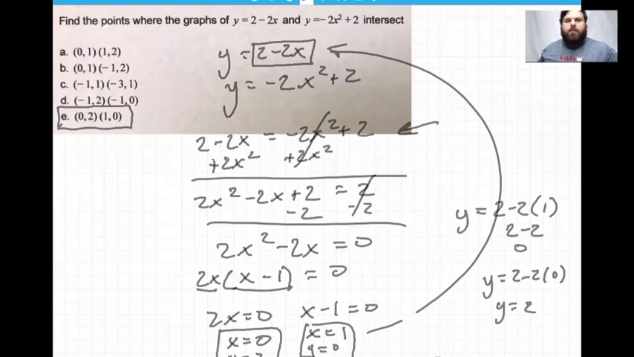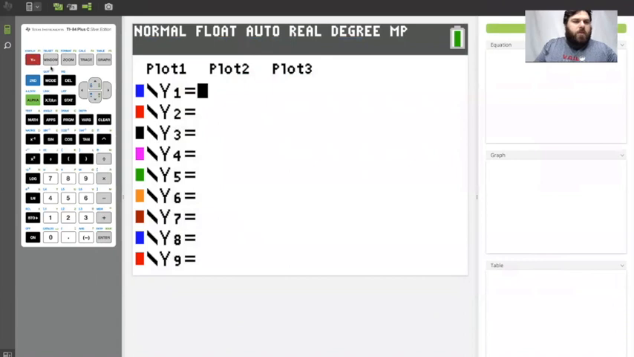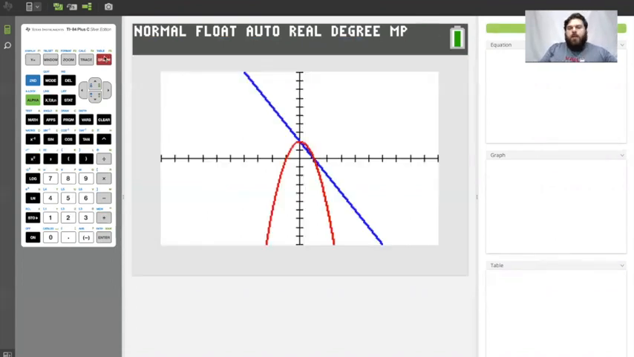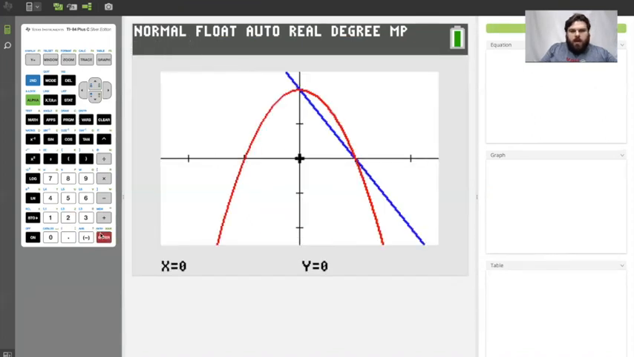Because they're already solved for y, this is actually pretty simple. So I'm just going to graph the two functions. So y equals 2 minus 2x, and then I graph the second one, negative 2x squared plus 2. All right, hit graph. You're going to see the two graphs. So what we're looking for is when do these 2 points intersect? So I can zoom in here, right? Zoom 2, hit enter, and I can see that it's at 0 and 1, right? 0, 2, and 1, 0.